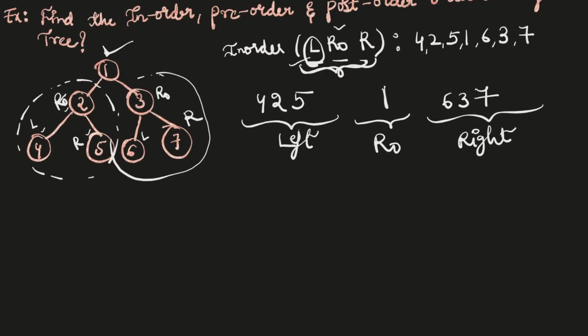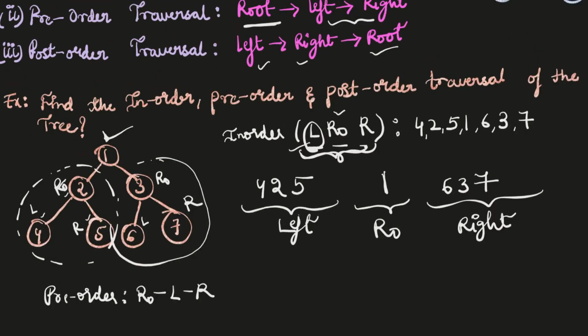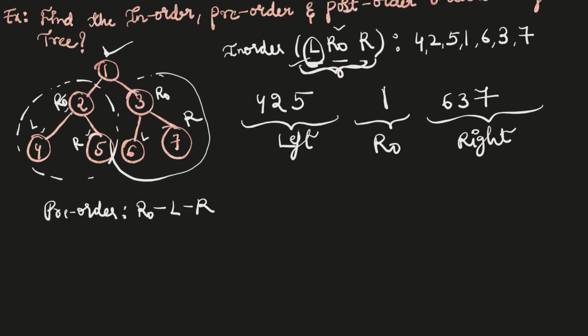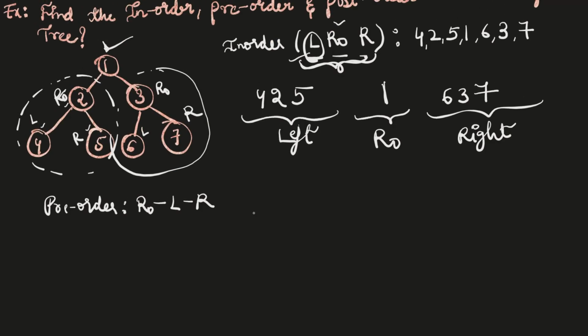Now coming to the pre-order. What is pre-order? Pre is nothing but root would come at the first. So it is root, left and right. As I have said here, root, left, right. Now what we do? We will first write the root part. The root part would be what? It is obviously 1. So the root part is 1.